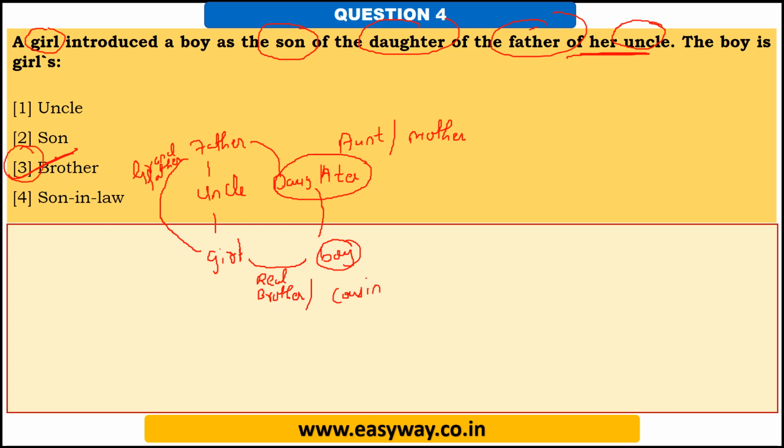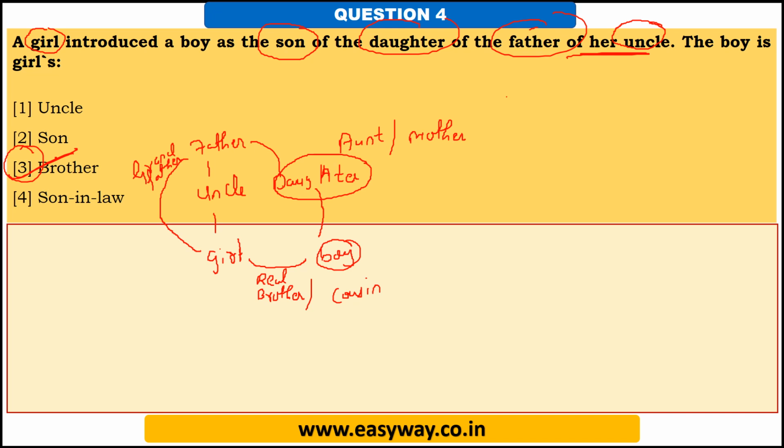Let us see once again in this question what we have done. It said that the girl introduces a boy as the son of the daughter of the father of her uncle. So the girl's uncle, and the father of this uncle will be the grandfather of this girl. Next, the daughter of this father can be either this girl's mother or aunt. We don't know that.